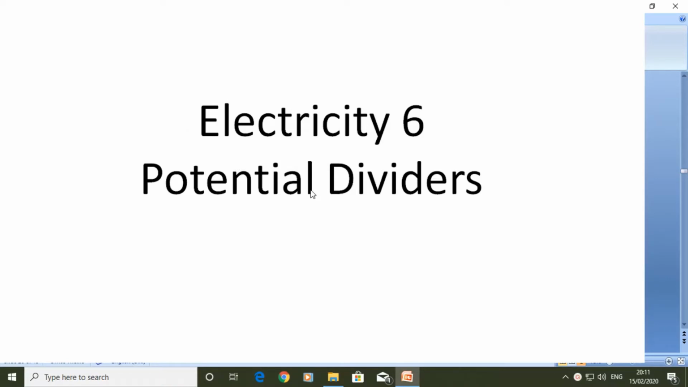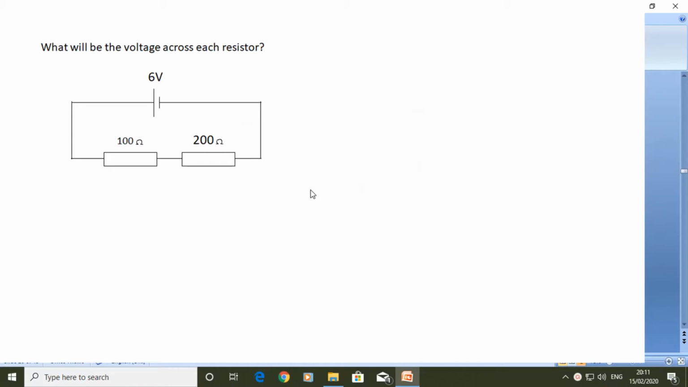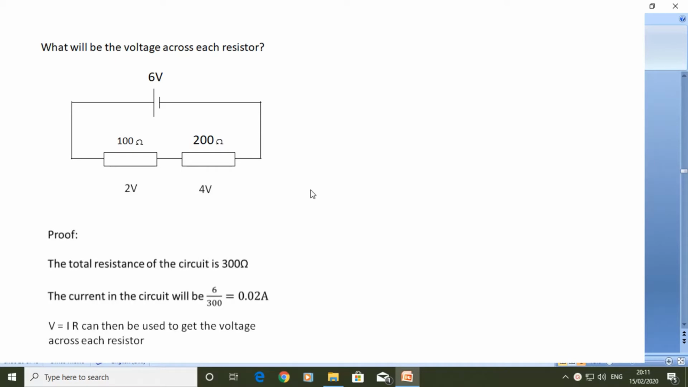Electricity 6, potential dividers. Now, a potential divider is basically a couple of resistors in series. What will be the voltage across each of these resistors? There are different ways that you can work it out. Basically, it's going to be 2 volts and 4 volts: 2 volts across the 100 ohms and 4 volts across the 200 ohms.